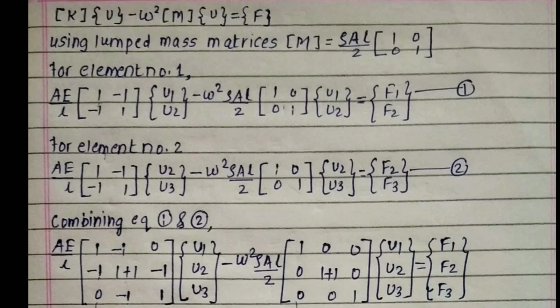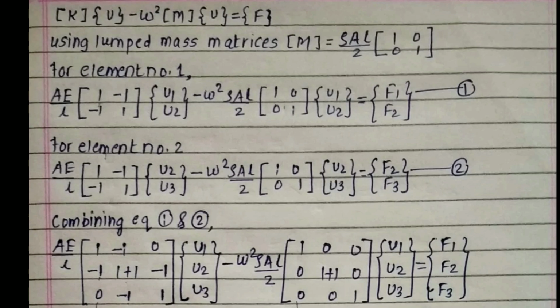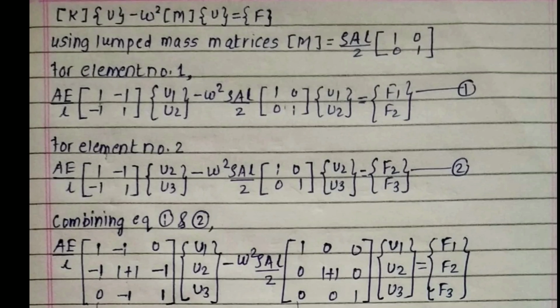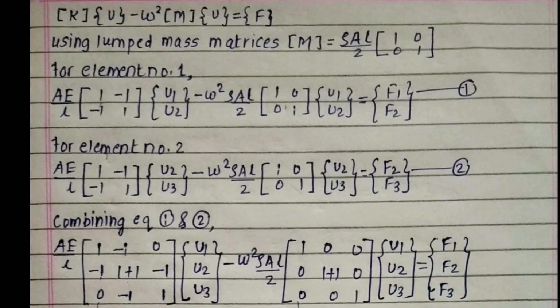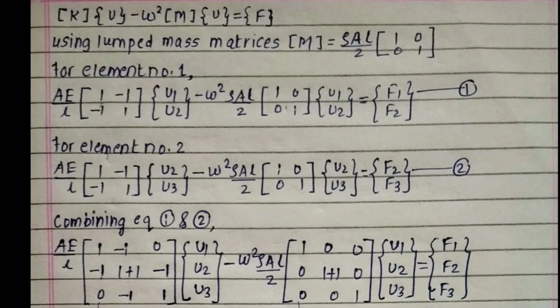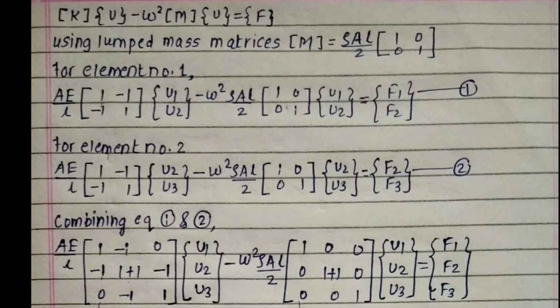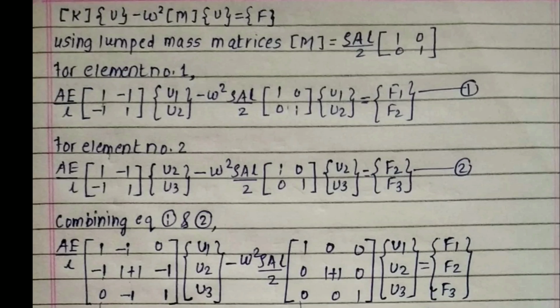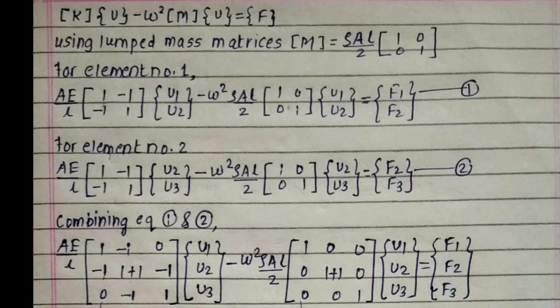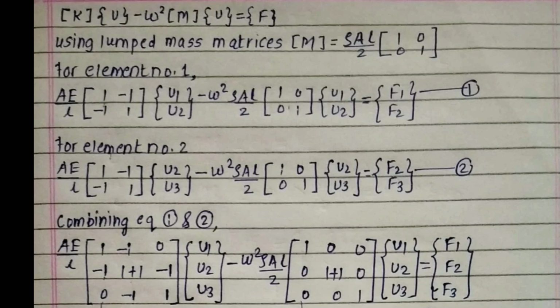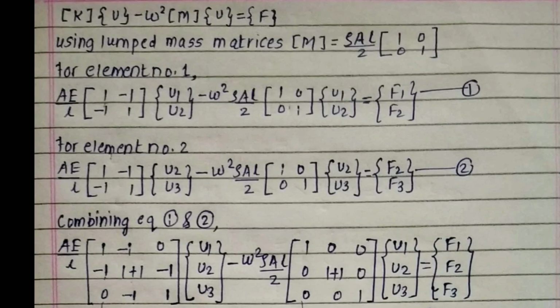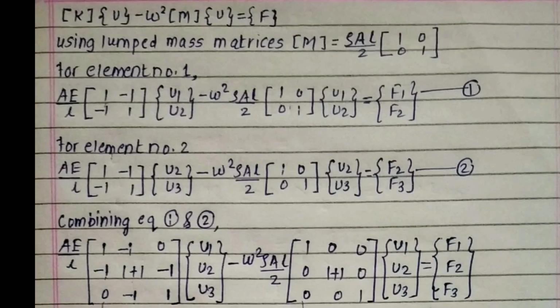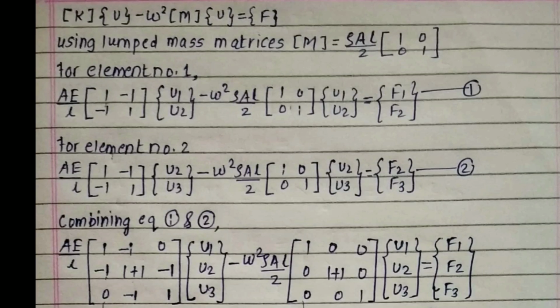Now for element number 2, I will rewrite the same equation, that is AE by L into the matrix [1 -1; -1 1] into displacement U2 U3, minus omega square into rho AL by 2 into the matrix [1 0; 0 1] into displacement U2 U3, is equal to force F2 F3. I will call this equation number 2.